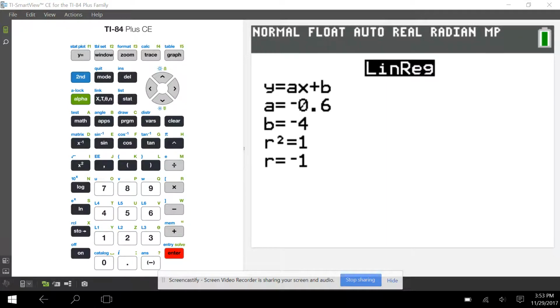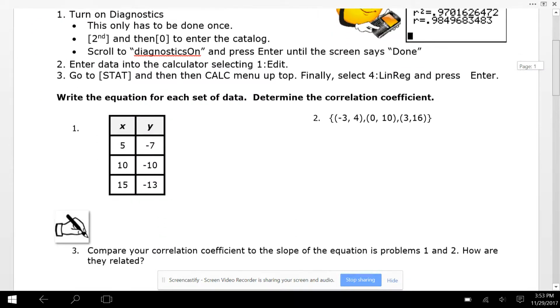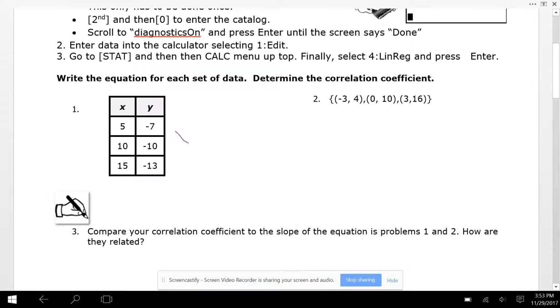So my equation, back on my paper, is y equals -0.6x minus 4, and my R value was -1. We're not going to use R squared, only the R value. If you do the same thing for number 2 and put that data in your calculator, I'm going to assume you can do it now, you're going to end up with y equals 2x plus 10, and your R value is going to be 1.